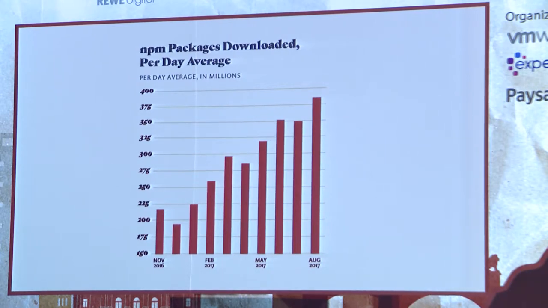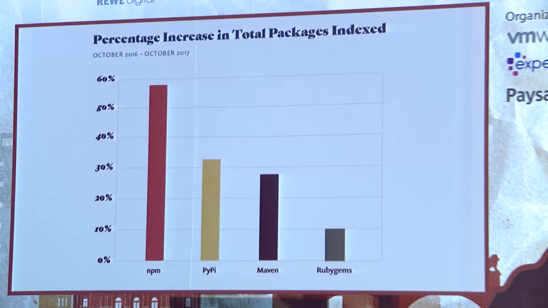In fact, this shows you the rate of growth in NPM, for example. This is only one year's growth, from November 2016 to August 2017, going from almost 200 million packages downloaded per day up to 400 million. This is just in one year. And that linear scale has continued to almost 600,000 today. If we look at the number in Maven repositories, you're looking at almost a 30% increase. So it's not as fast a growth as NPM, but it is still pretty good.